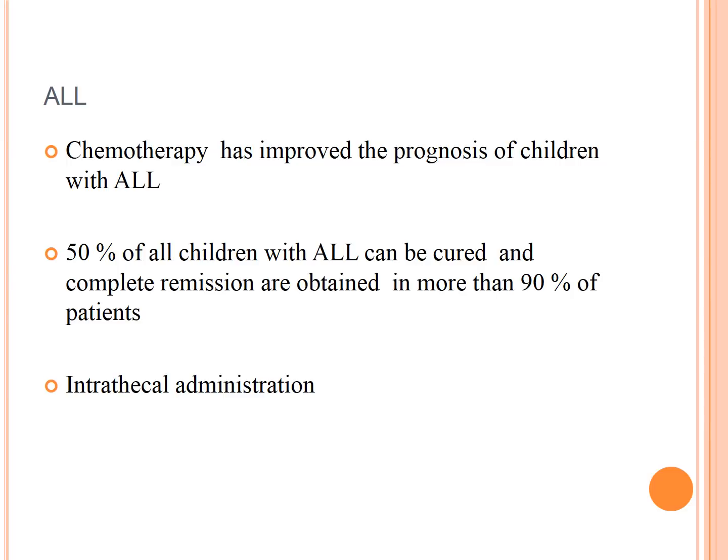They oftentimes have combination chemotherapy. Their survival rate is pretty high for this type of leukemia. They will sometimes have to get intrathecal administration of their chemo. So that just means through their spine, just because of the age population that this type of leukemia affects.